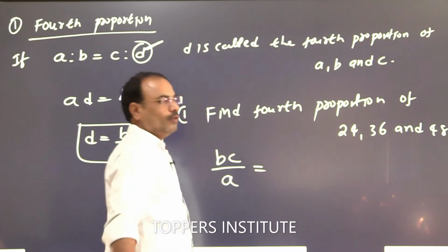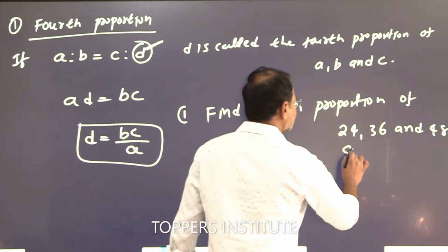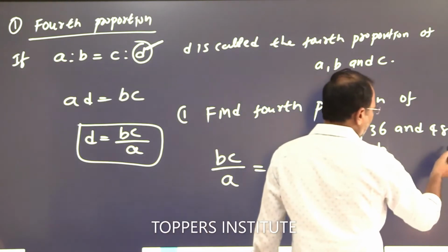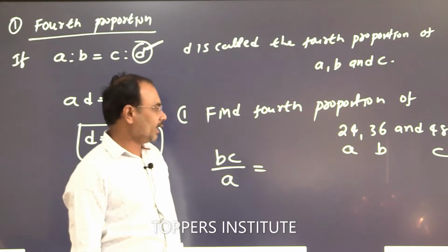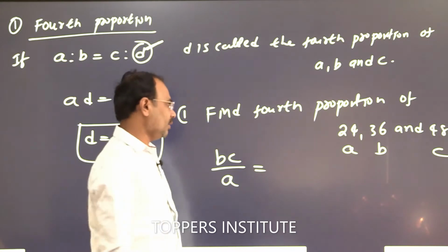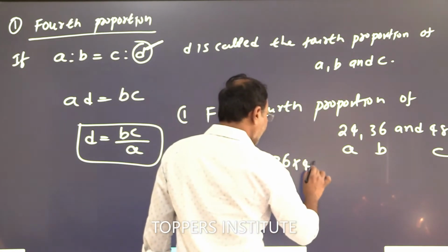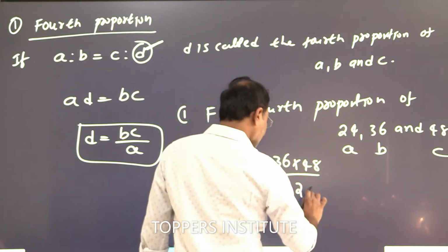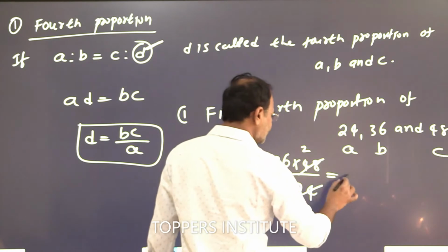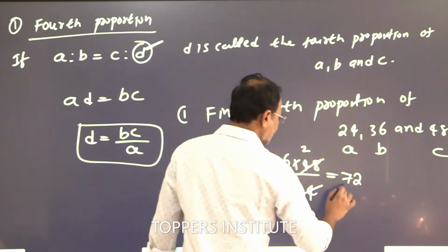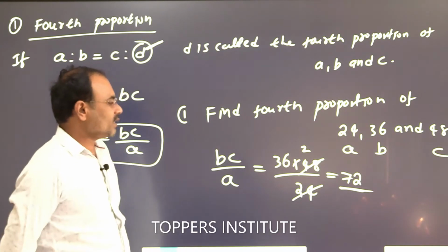ఫోర్త్ ప్రపోర్షన్ ఆఫ్ 24, 36 and 48 అంటే ఫస్ట్ టర్మ్ ఏగా తీసుకుంటాం, సెకండ్ టర్మ్ యాజ్ టేకెన్ బి, థర్డ్ యాజ్ టేకెన్ సి. ఆర్డర్లో తీసుకోవాలి. ద ఫస్ట్ వన్ ఏ, సెకండ్ వన్ బి, థర్డ్ వన్ సి. దెన్ బీసీ బై ఏ, 36 into 48 by 24, 24 ones, 24 twos, 36 into 2, that is 72. 72 is the answer.